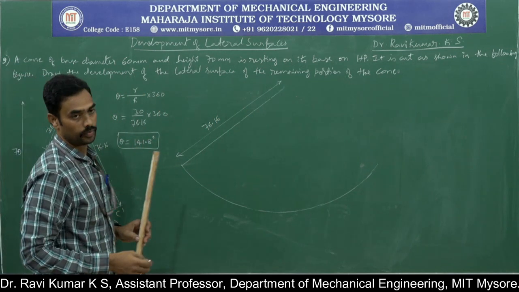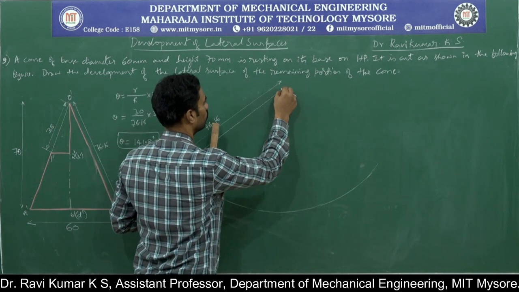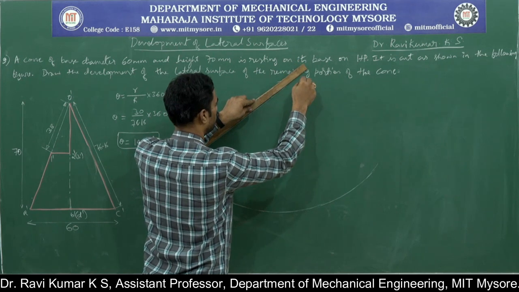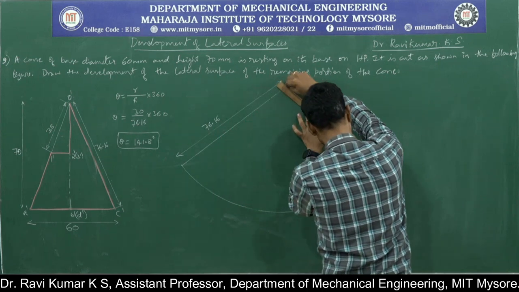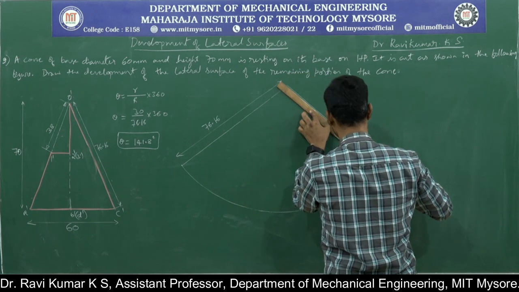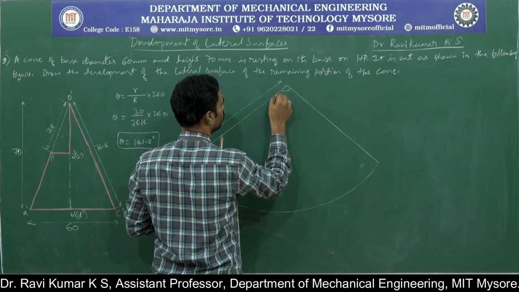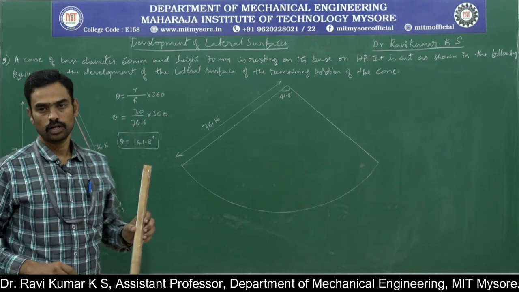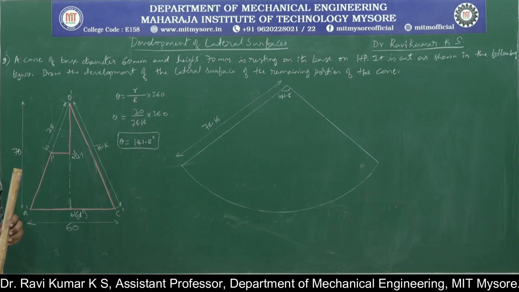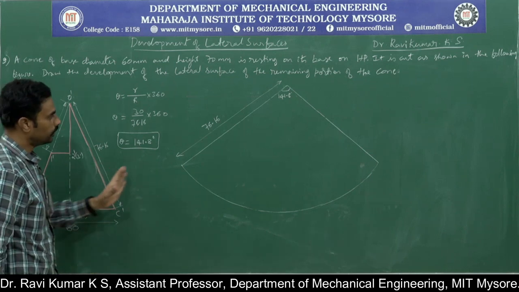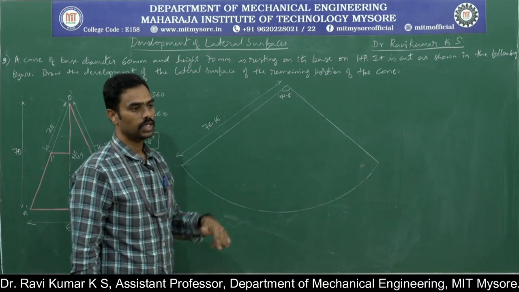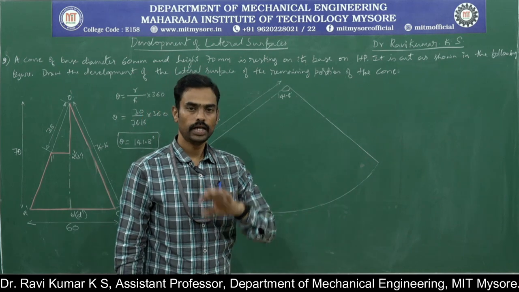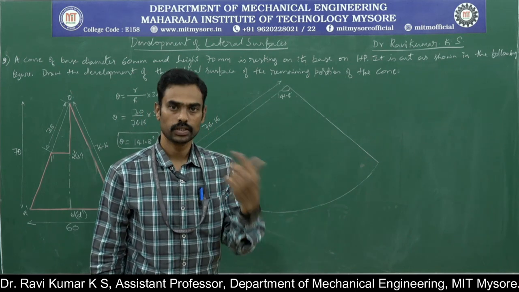Now for the angle 141.8, keep a protractor here like this and measure 141.8, and end the arc there. So this angle should be 141.8 degrees. Now you need to divide this into a number of parts. In the previous problem we divided the circle into 8 equal parts.